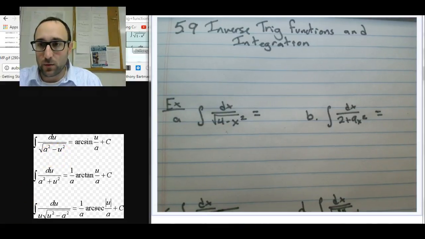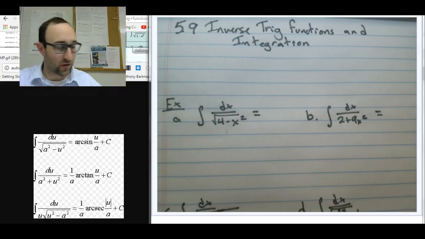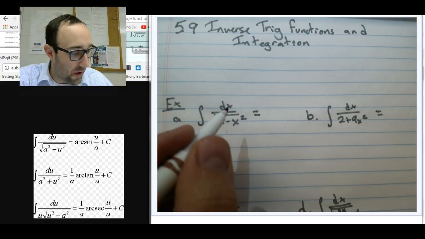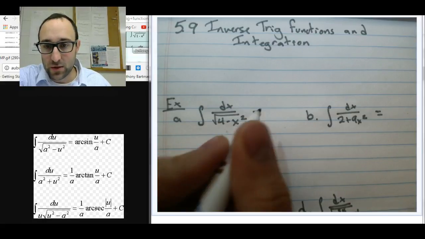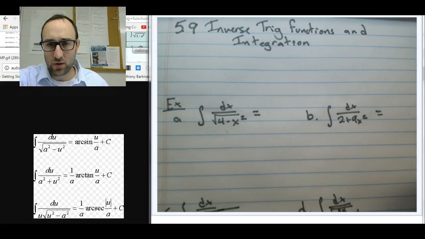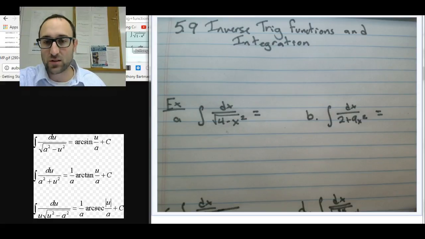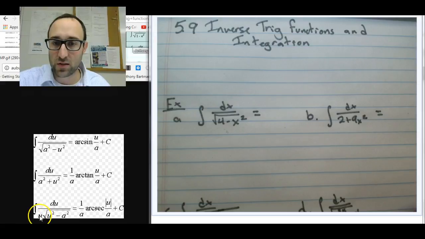Alright, so let's look at this first example. Let's say I've got the square root of 4 minus x squared. So I look at these three things below me and ask which one is really going to work out. I see the first one, square root of a squared minus u squared. That seems pretty good. The second one is a squared plus, and the last one has a u and a square root outside. So it looks like this first one's going to be the best one to use.